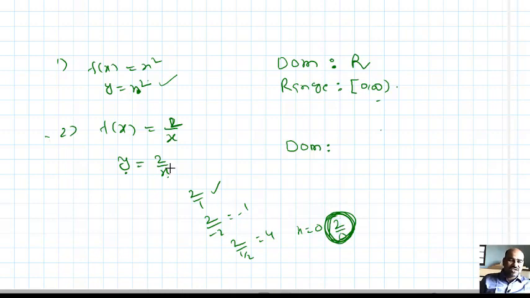Meaning, if x is taken as 0, y is not defined, y is not becoming a real number. Meaning in your domain 0 should not be. That's why anything you can take instead of x except 0. That's why I will write: domain of the function is all real numbers except 0. Okay, domain completed. Now to find range.